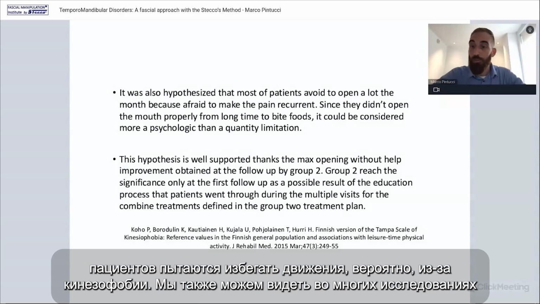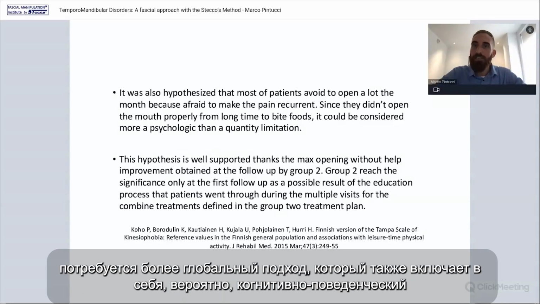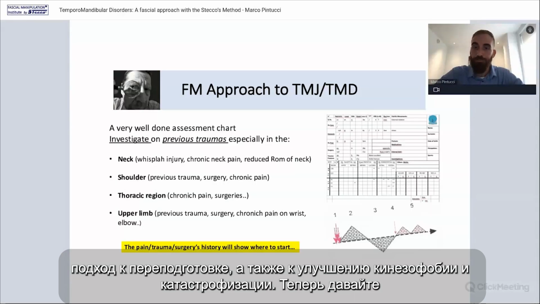We can see also in the literature many studies that show the presence of kinesiophobia in patients with chronic TMD. So probably the patients would need a more global rehabilitation approach that also includes a cognitive behavioral approach to retraining and also to improve the kinesiophobia and catastrophization.